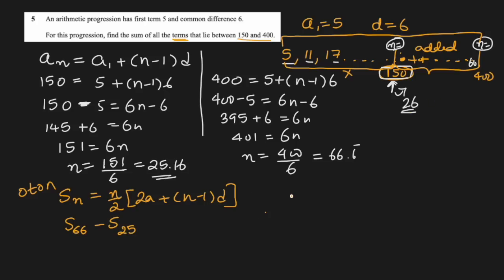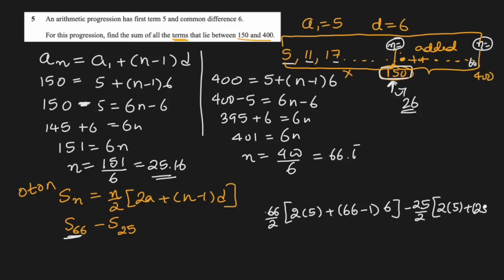What are they asking for? So let me do it here. S66 first will be in this formula, n will be 66. So 66 over 2 times 5 plus 66 minus 1 times d. D is also known to us, which is 6, minus 25 over 2 times 5 plus 25 minus 1 times 6.